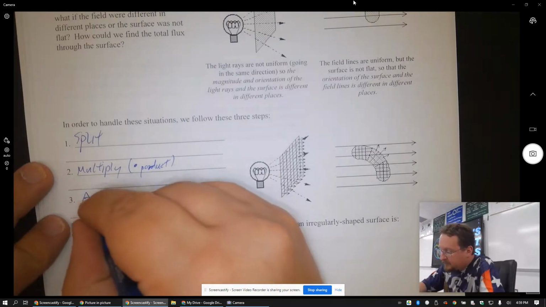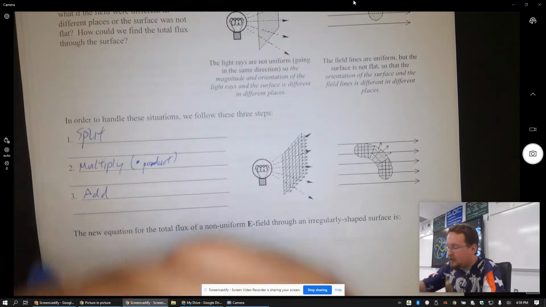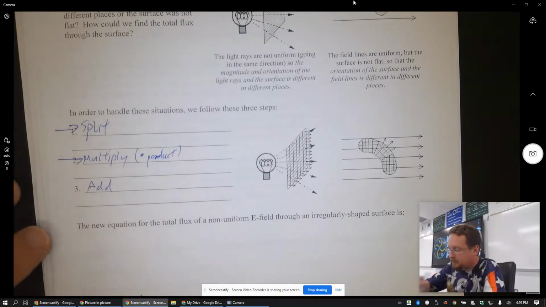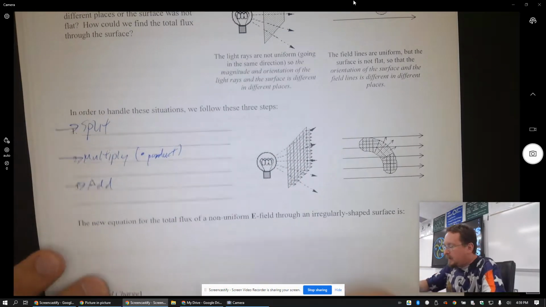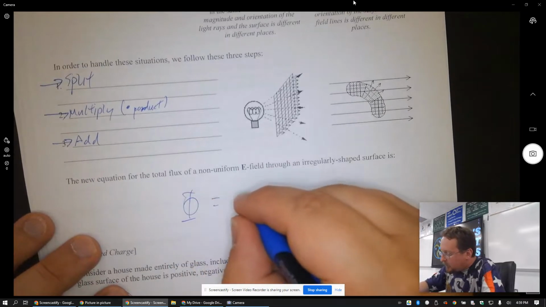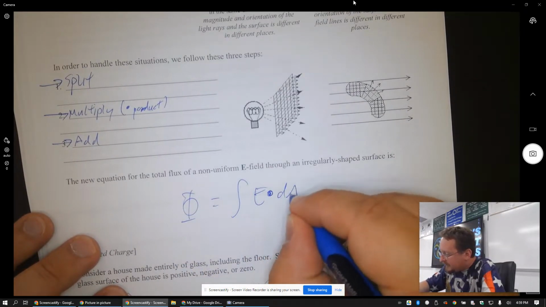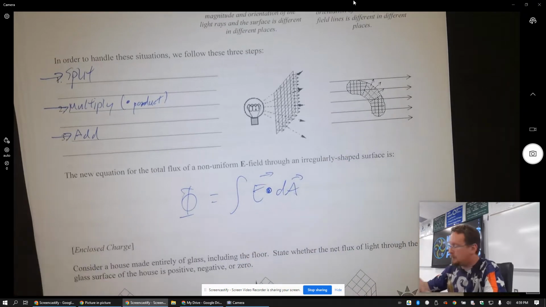And then we're going to add. So every integral follows this pattern. Split something into little pieces. Do something to each piece. It's usually some kind of multiplication. And add it all up. So then I've tried to sell them on why flux is actually the integral of E dot dA, right? So I'm trying to do all this stuff, trying to make it really easy.